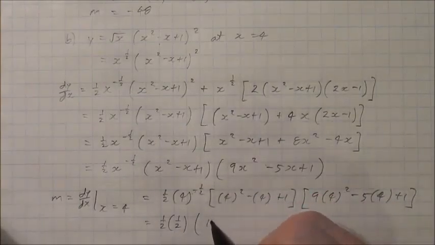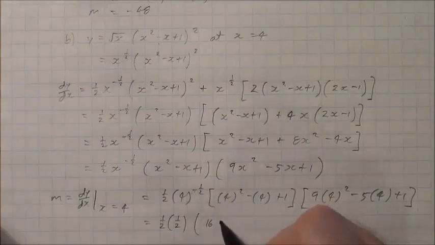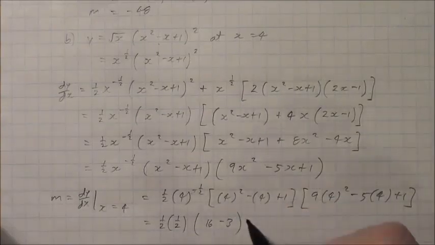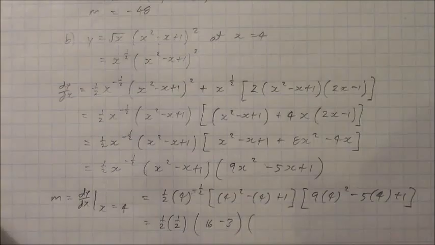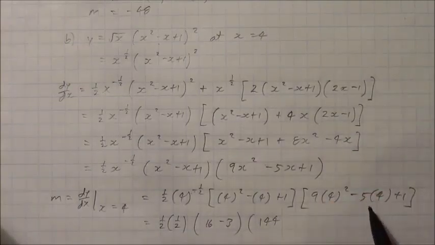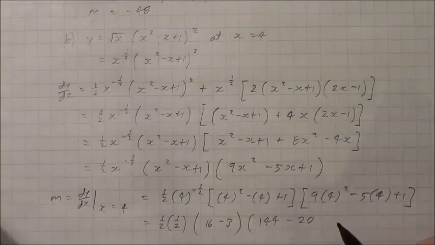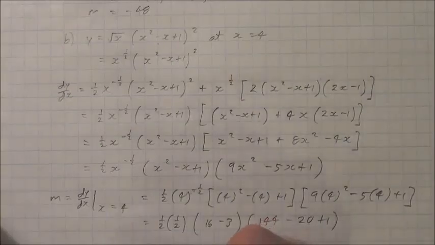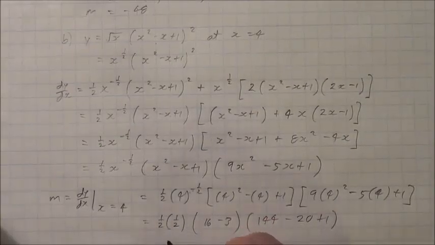And then 4 squared is 16, minus 4 plus 1 is minus 3, and then over here I've got 9 times 16. Do I know that? Let's see, that would be 160 minus 16, which would be 144. Minus 20 plus 1. Hope I did that quickly and correctly in my head.